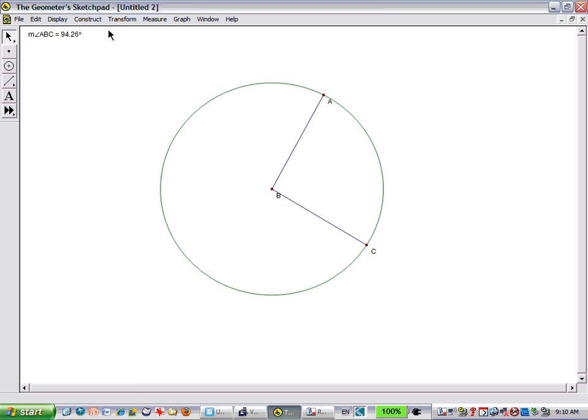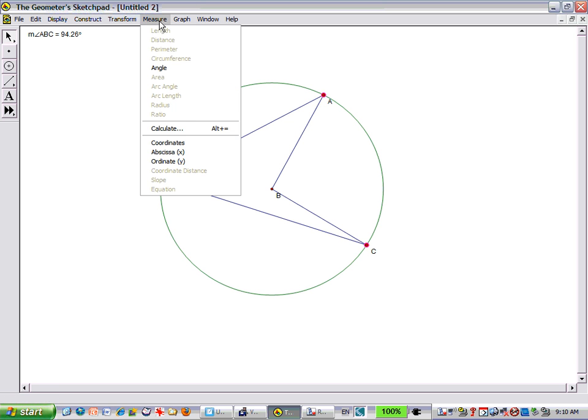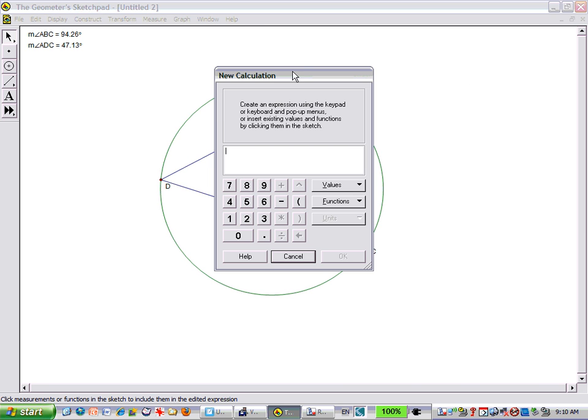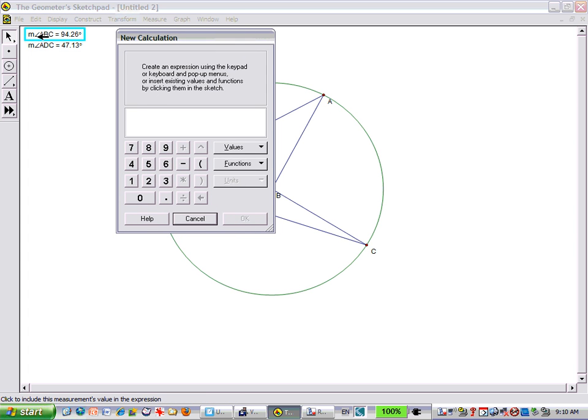Now, I'm going to compare that with an angle on the other side of the circle. So I'm going to connect that line, and I'm going to connect this line. What do you think is going to happen when I measure that angle and compare it to my first angle? It looks to be about half. I checked to make sure. I guess I could take that angle and divide by that angle.